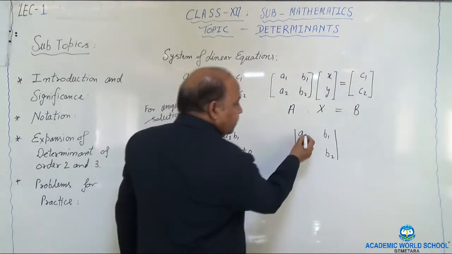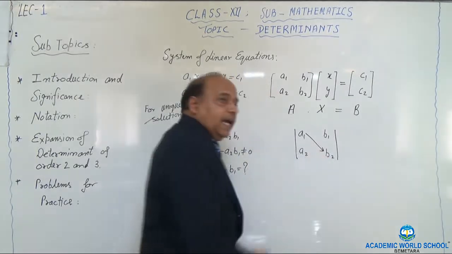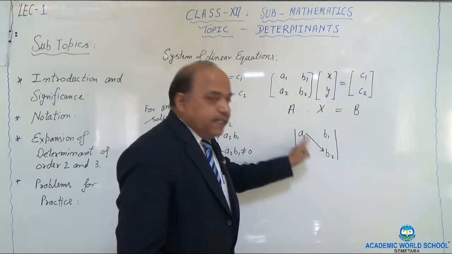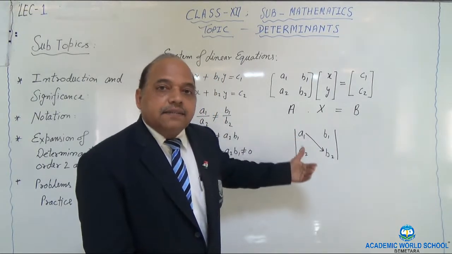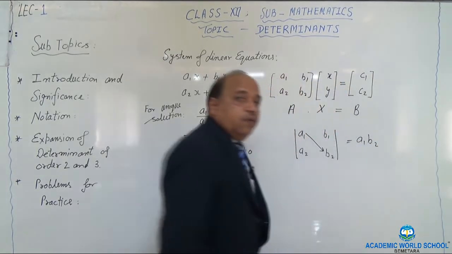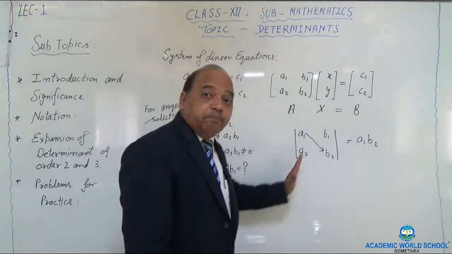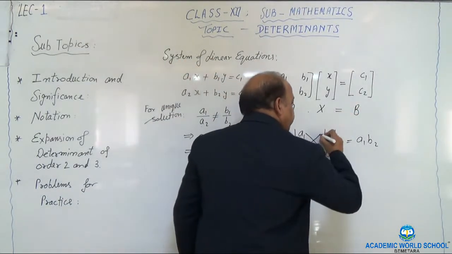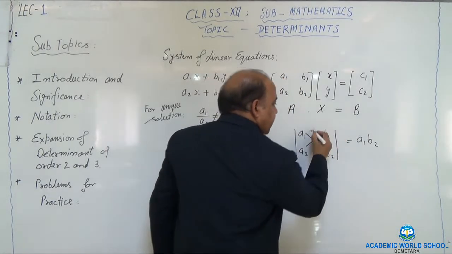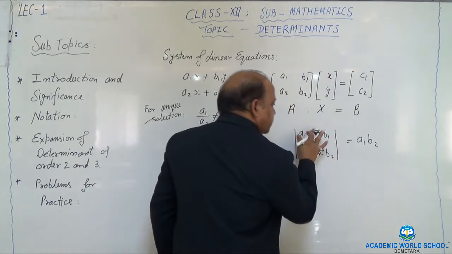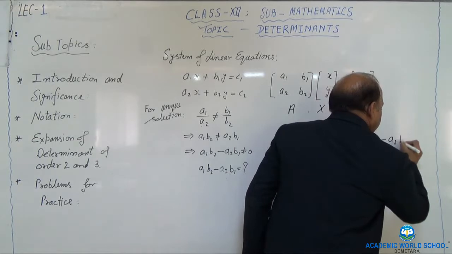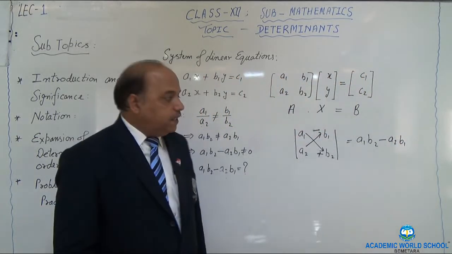How are we going to define it? We are saying that when we are moving from top to bottom, from left to right, the product of these two is considered positive. What does it mean? It means A1, B2. When we are going from left to right, from bottom to top, this way, this is considered negative, this one is positive. This is negative. So you are getting minus A2, B1. I hope you got this.